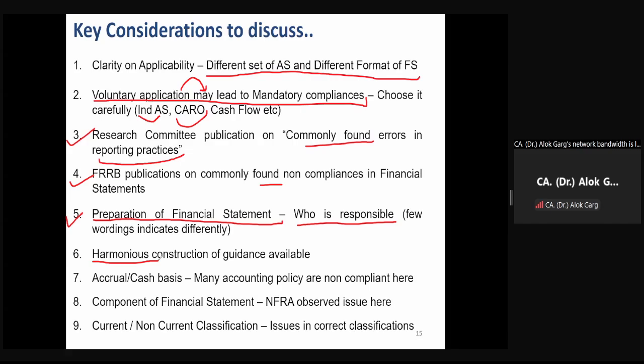What was the opening balance? What are the changes due to revaluation surplus? Whether the revaluation has been done by a certified valuer or not? These kinds of disclosures are required as per Schedule 3.